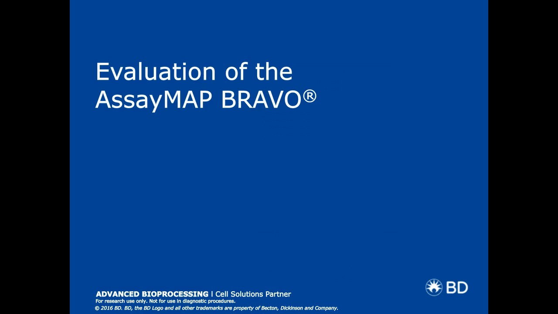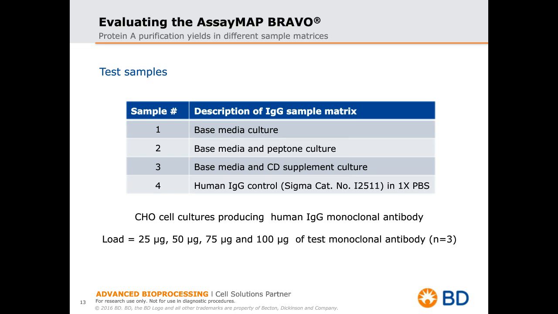I will now cover the evaluation of the assay map Bravo. A primary aim of the evaluation was to assess the protein A purification yields from cell culture supernatants. In particular, we were interested in any potential effects of the IgG sample matrix on purification yields.